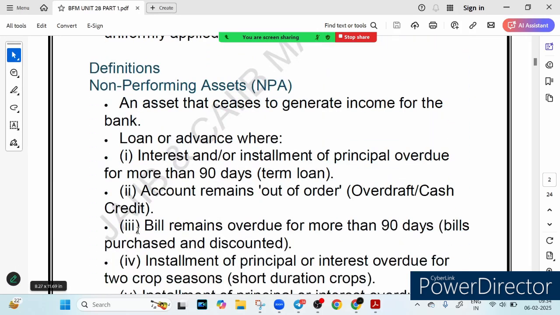Now let's see some important definitions. You can see the first definition here. Ever wondered what happens when a borrower stops paying a bank loan? Does the bank just wait and hope, or do they take action? In banking terms, a loan that stops generating income is called a non-performing asset. But what exactly does that mean, and when does a loan turn into an NPA? Let's break it down in the simplest way possible.